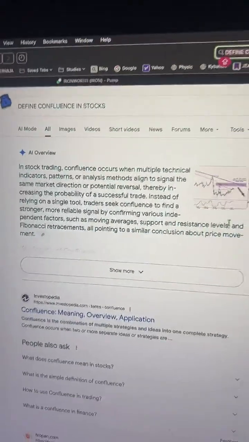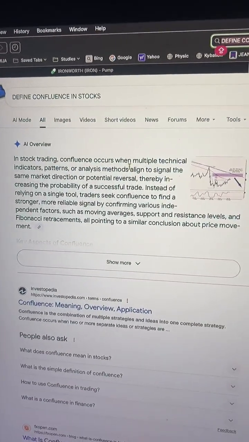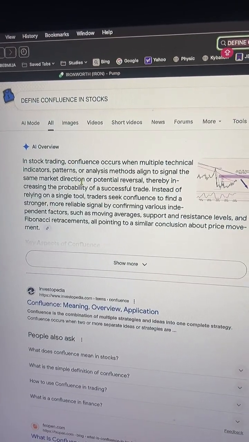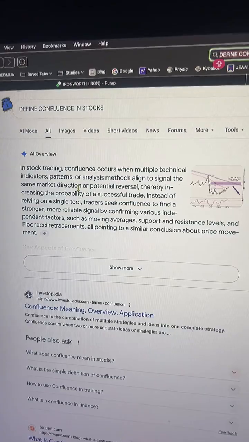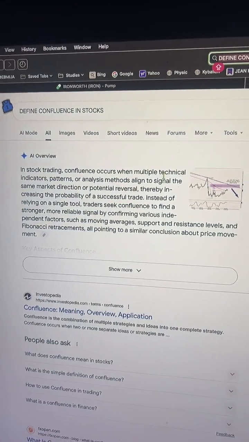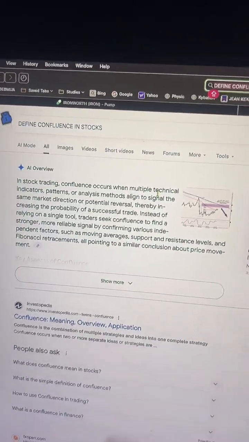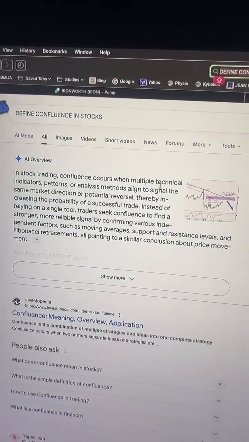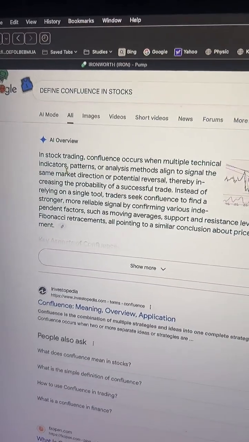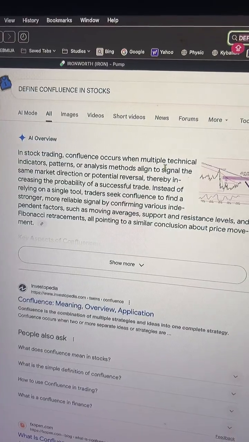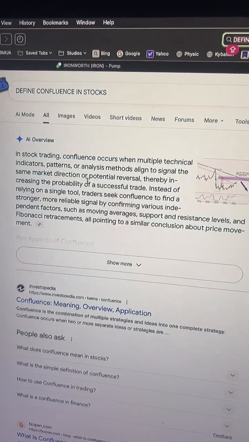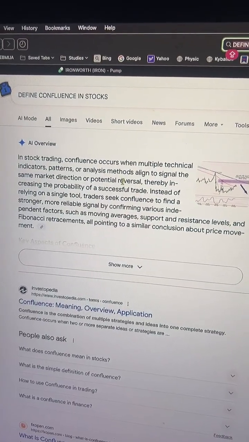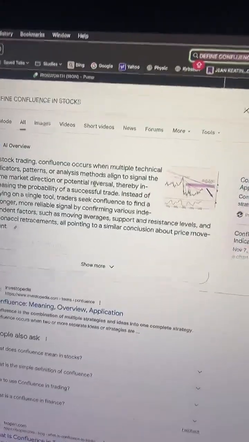All right. In stock trading, confluence occurs when multiple technical indicators, like I just showed y'all, the RSI, let's say the RSI and the MACD and the chart pattern. So not only is the RSI telling you it's about to go up, the MACD is telling you it's about to go up, and the candlesticks look like they're losing volume and it's about to do a reversal. That's more than 1, 2, 3 things pointing towards it going in a certain direction. So you use indicators, patterns, or other analysis methods to align to signal the same market direction or potential reversal. Basically, it's like saying everything is pointing towards this going up right now.